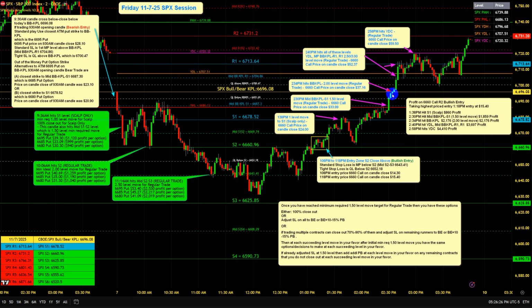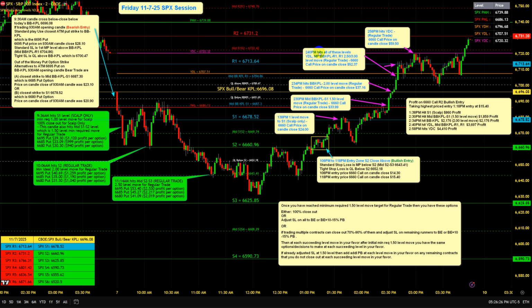So for you to see if you can get a move up to another level in your favor, then as noted down here, if you've already adjusted the stop loss at the 1.50 minimum required level for a regular trade, then you can add an additional profit buffer at each succeeding level move in your favor. So this is a succeeding level move in your favor. So if you want to stay in the trade, then you can adjust your stop loss further by adding on an additional profit buffer.